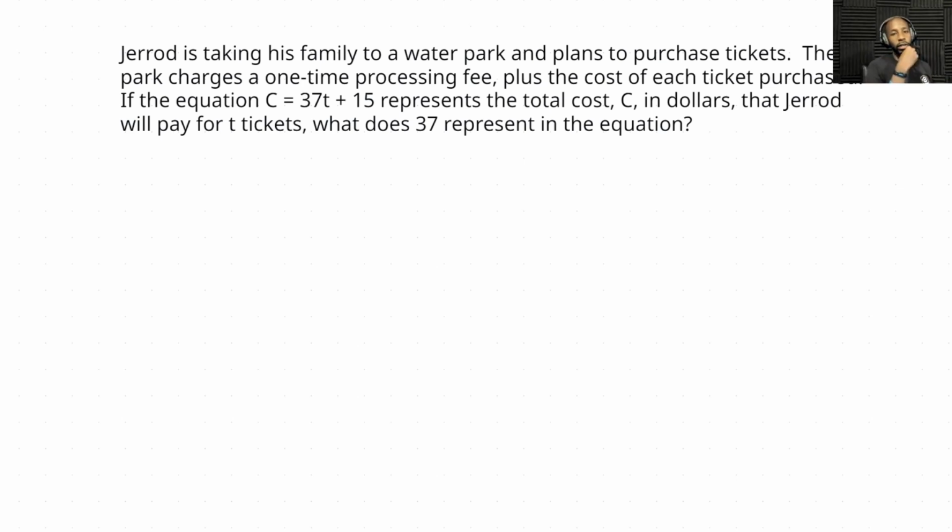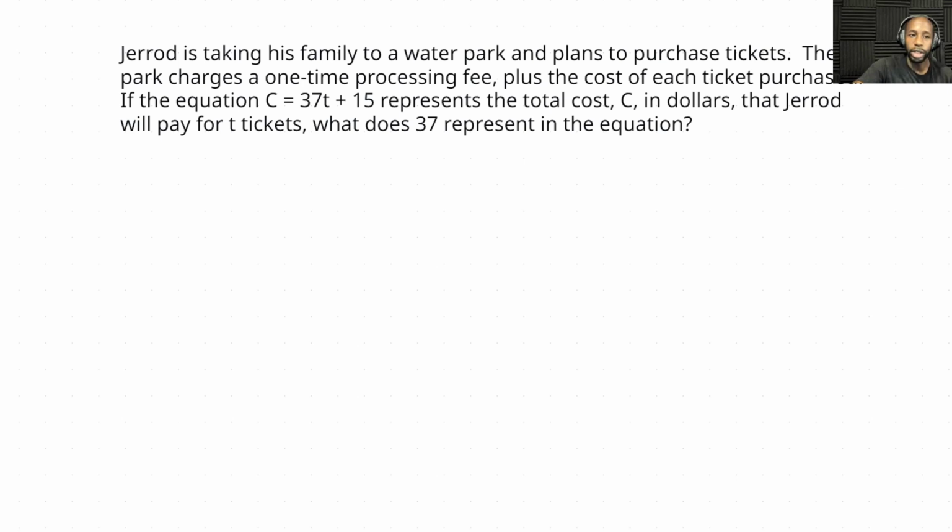Now, let's go ahead and solve this. It says Gerard is taking his family to a water park and plans to purchase tickets. The park charges a one-time processing fee plus the cost of each ticket purchased. If the equation C equals 37T plus 15 represents the total cost C in dollars that Gerard will pay for T tickets, what does 37 represent in the equation?